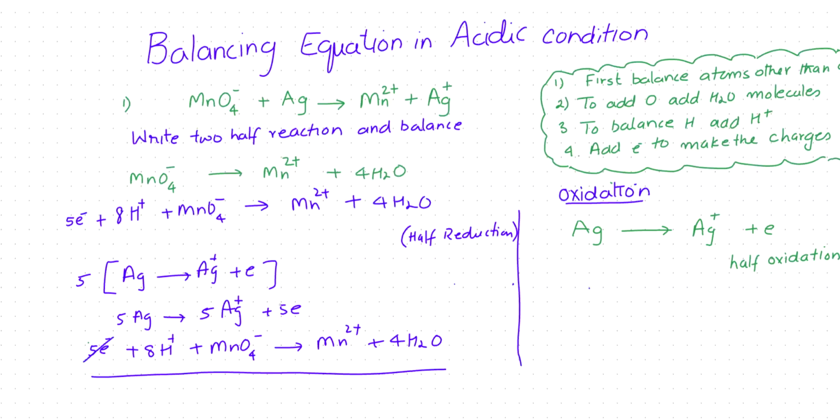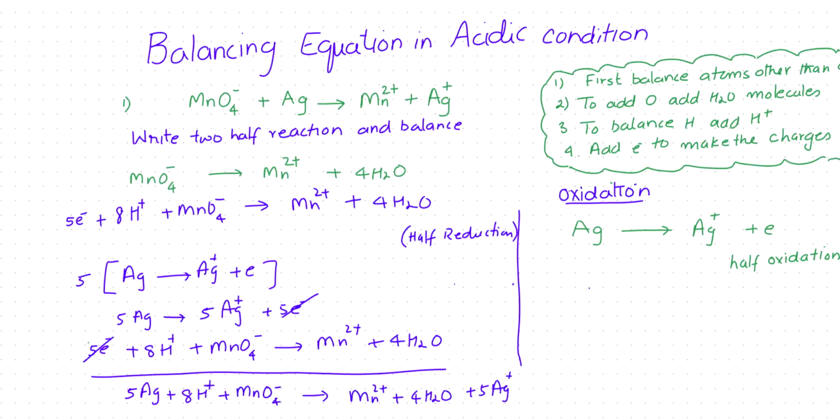Now we write all the reactants we have here. So 5 Ag plus 8H+ plus MnO4⁻. On the product side, we have Mn²⁺ plus 4H2O and 5Ag⁺. So now this equation is balanced.